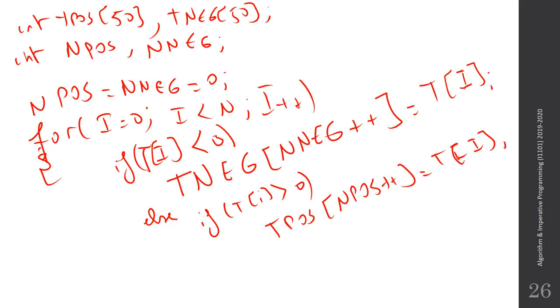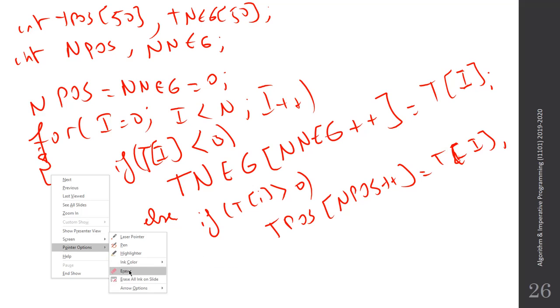So first I'll place t[i] in t_positive. For example, at the first, it is t[0]. I would place t[i] in t_positive[0], and then I will increment the index of the positive. And here we don't need curly braces because we have just one instruction.